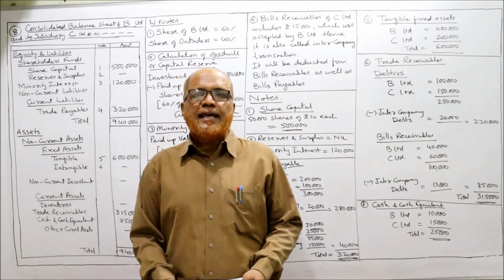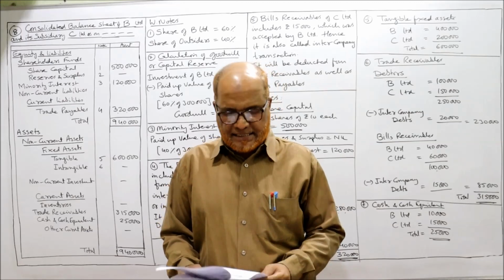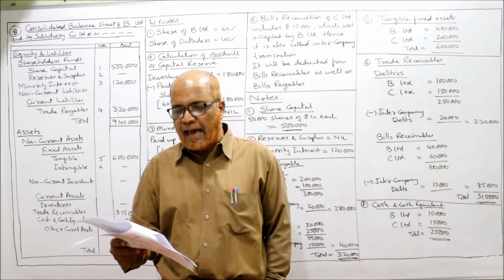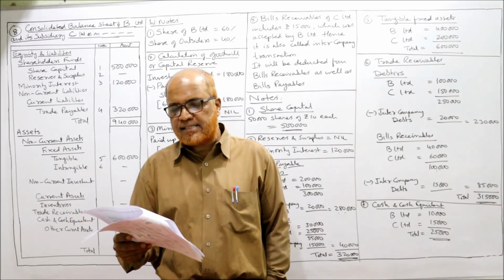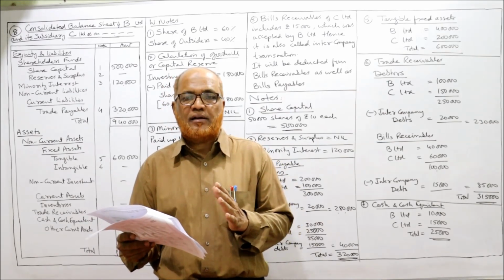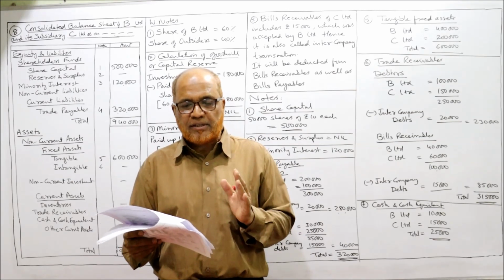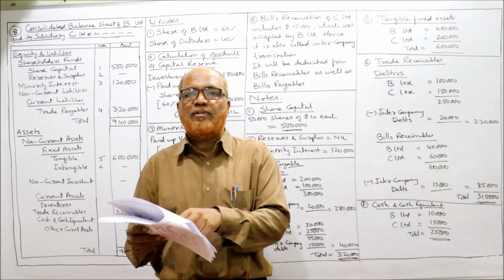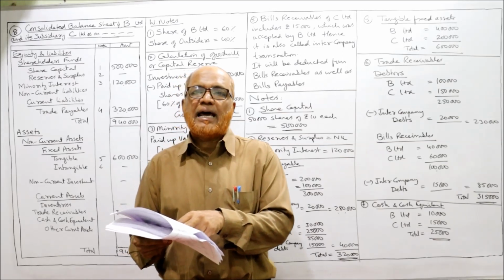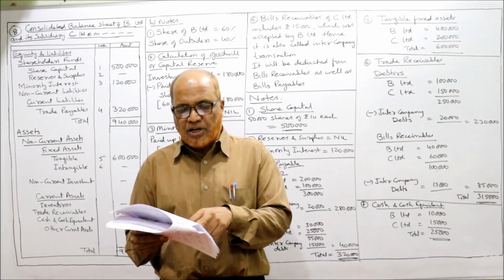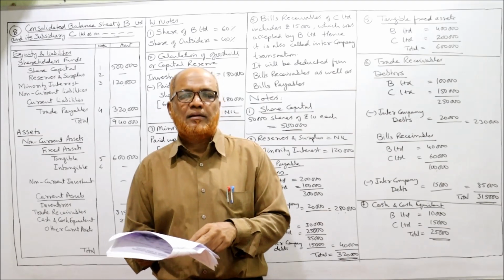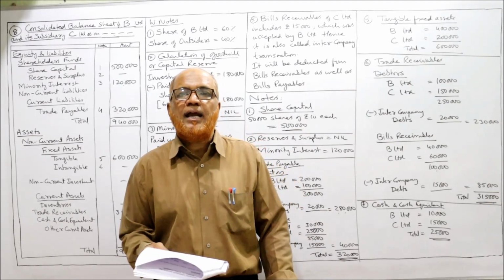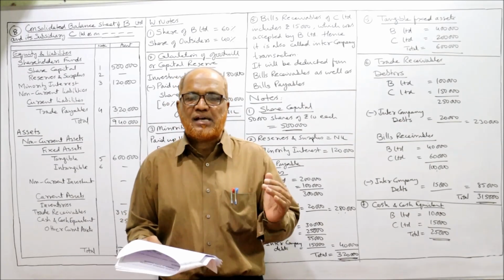So this is the end of problem number 7. Now we'll start the next problem. Problem number 8. Prepare consolidated balance sheet from the following. Liability side, B Limited and C Limited. So two companies are there. Share capital, shares of rupees 10 each, 5 lakh in B Limited, 3 lakh in C Limited. Then creditors, bills payable. These creditors and bills payable will be taken under trade payables on the liability side.